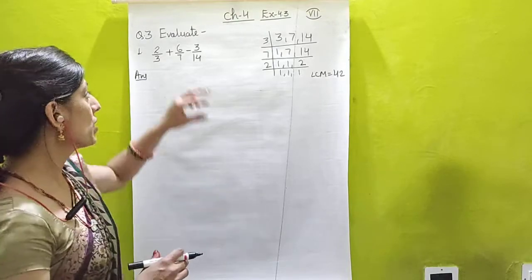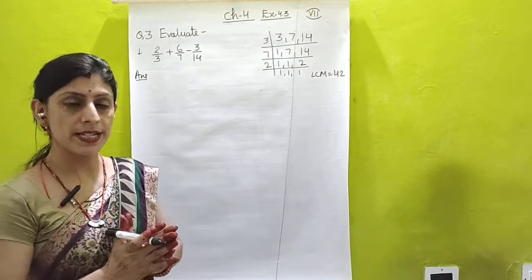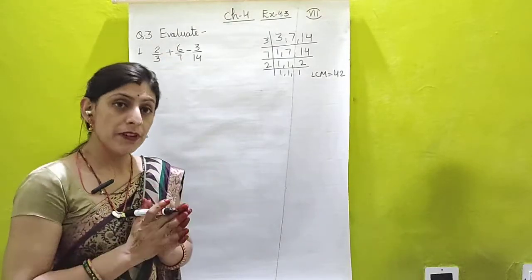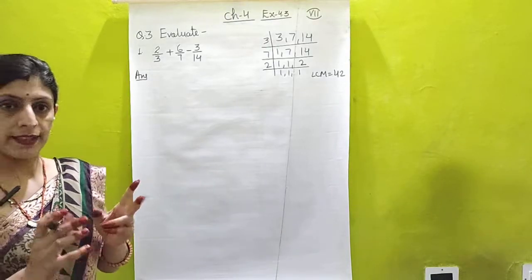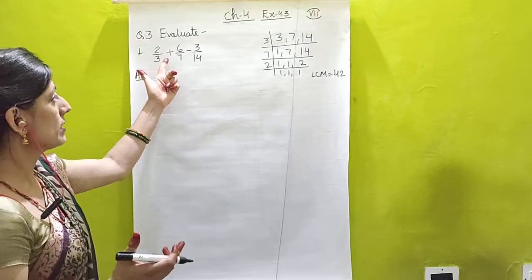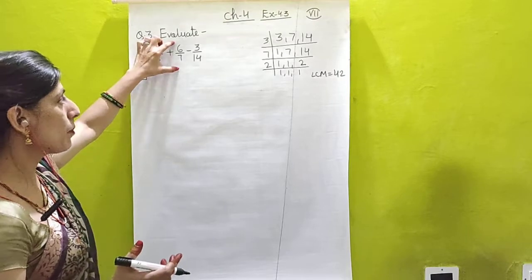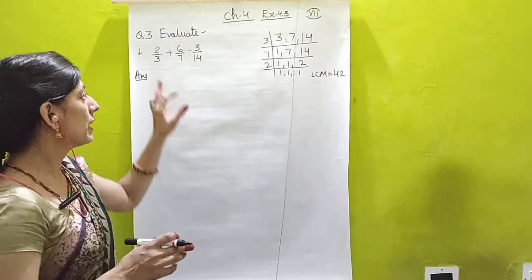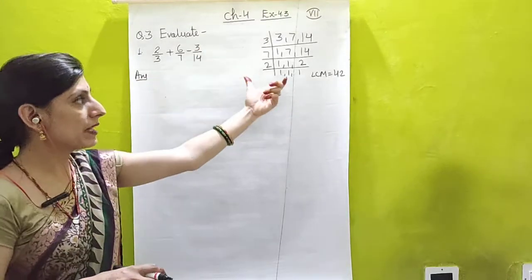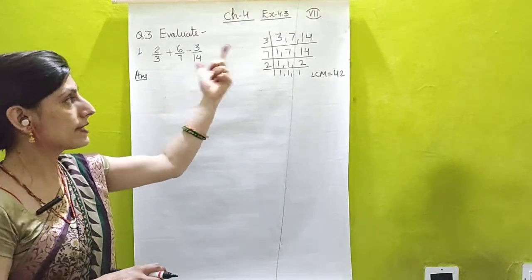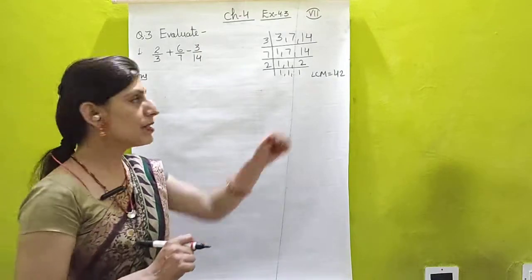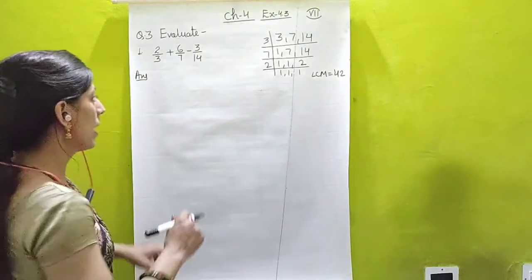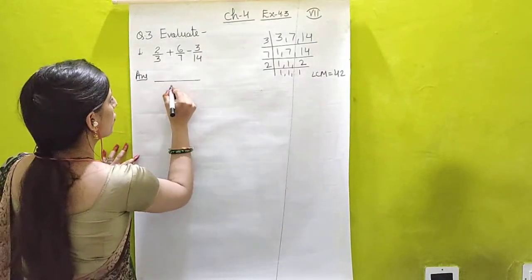Students, now question number 3, that is evaluate. In this question we will do two operations together, addition and subtraction. As you can see here, 2 upon 3 plus 6 upon 7 plus 3 upon 14. First of all we see the denominators are different, so I have taken the LCM of 3, 7 and 14, and the LCM is 42. Okay students, now the LCM is 42.